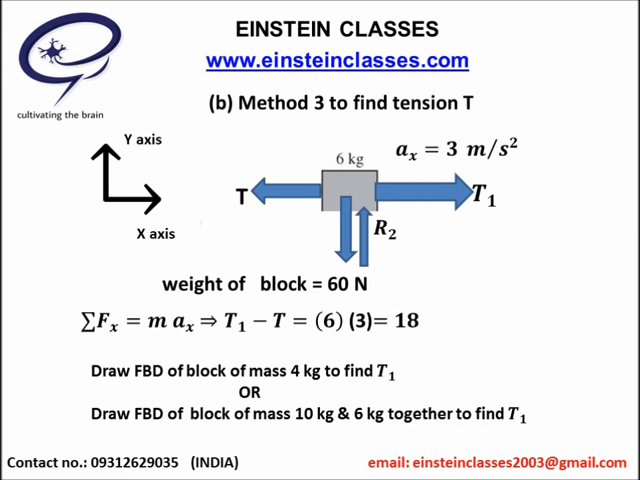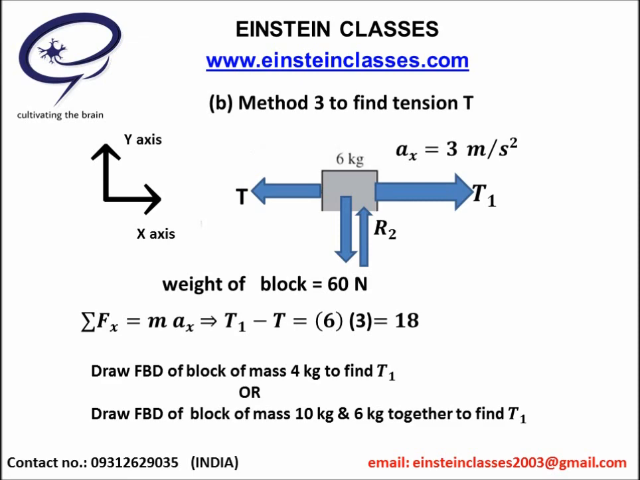String, connecting the block 6 kg and 4 kg, pulls the block of mass 6 kg towards right with tension T1. Now we draw the FBD of block of mass 6 kg, that you can see.